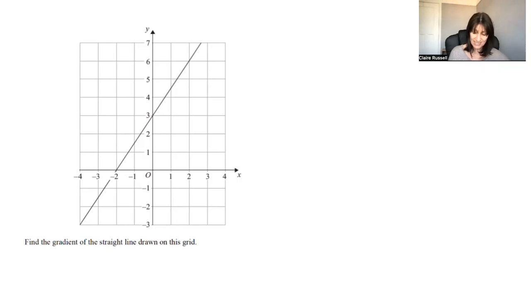Okay, so gradient is all we're actually being asked here. So that's our key word. The gradient is found by looking at the rise over the run. Now, that is basically a vertical and horizontal movement around the line. I'll show you what I mean.